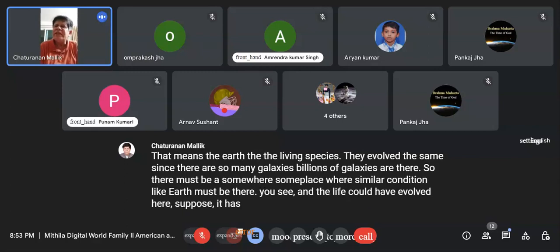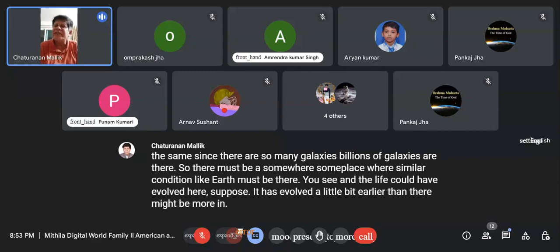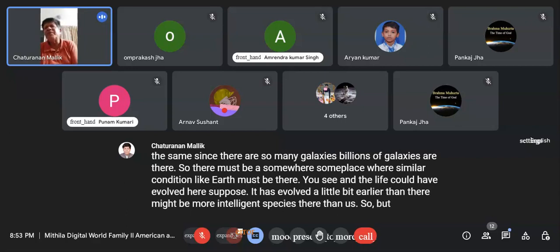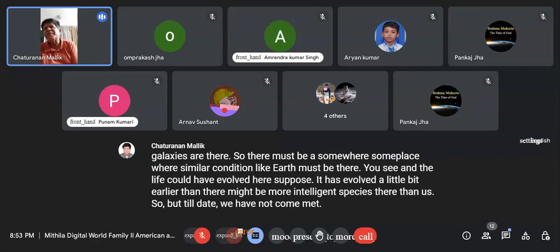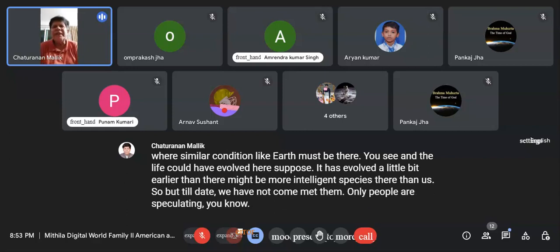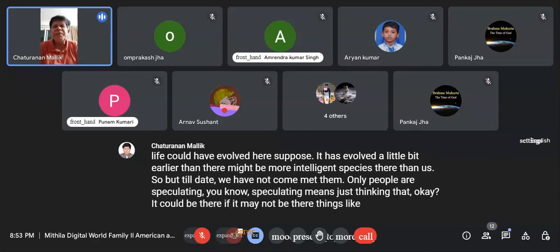Suppose it has evolved a little bit earlier, then there might be more intelligent species there than us. But till date we have not met them. Only people are speculating. Speculation means just thinking that okay, it could be there, it may not be there, things like that. So till date there is no proof.